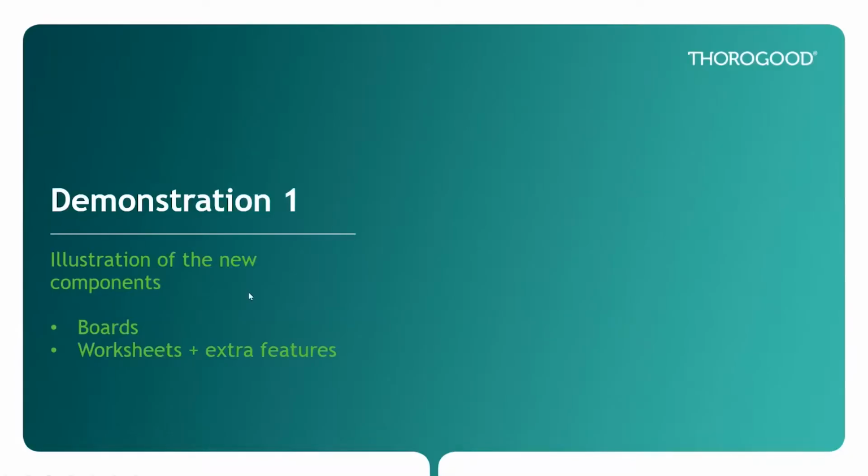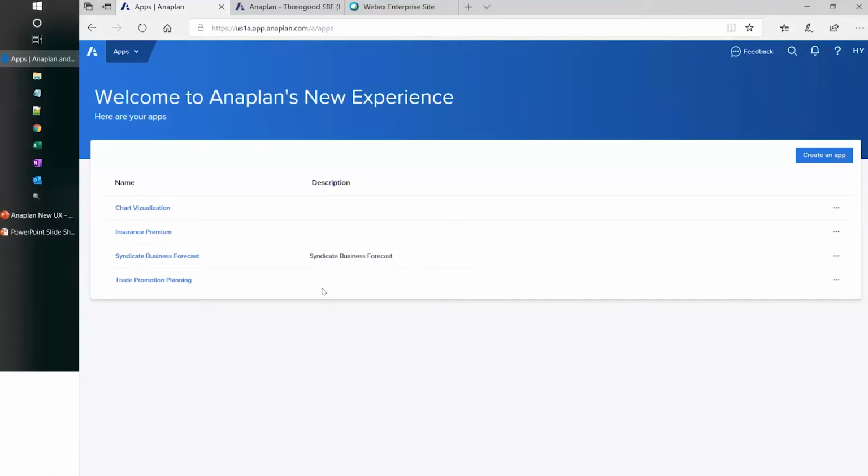So let's have a look at those things in the application. This is where you get to with the new user experience, the very highest level. So you just select the apps option there, and these are a list of all my apps. I happen to have built an app called the Syndicate Business Forecast. This is just based on an existing accelerator application that we happen to have.